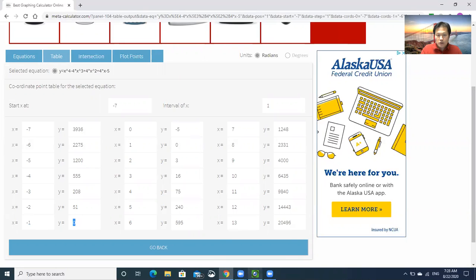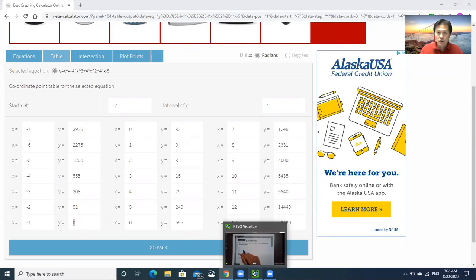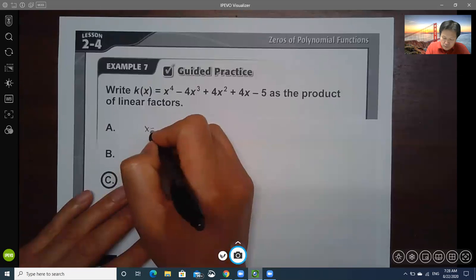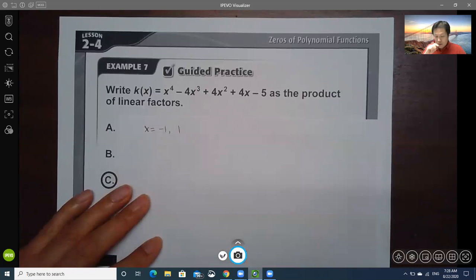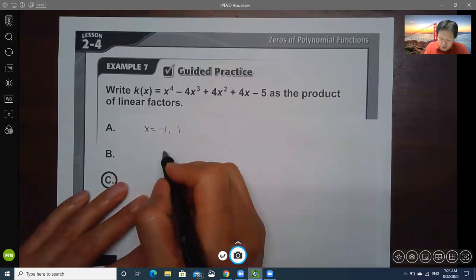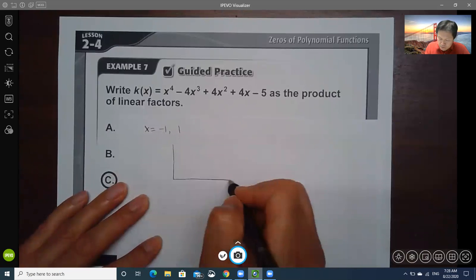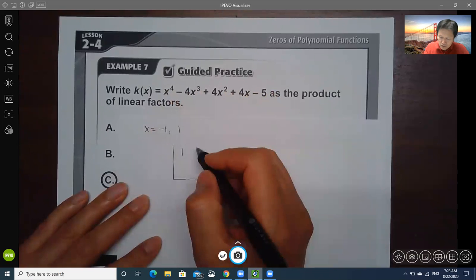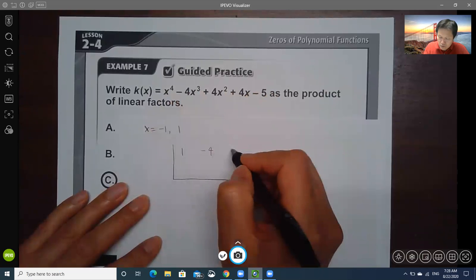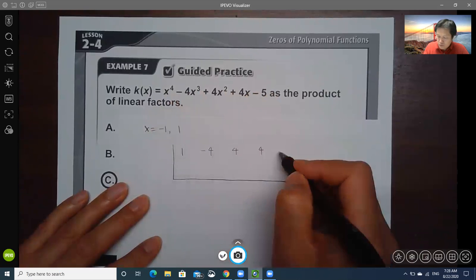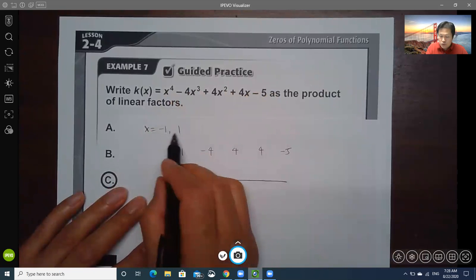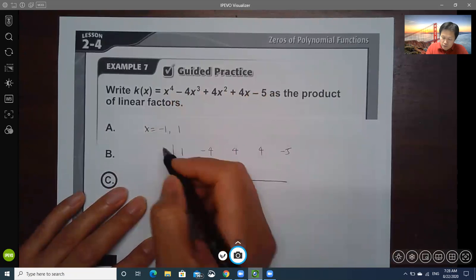So by looking at the graph using a calculator, you got two nice integer zeros, which are x equal to minus 1 and x equal to 1. Then I'm going to jump into the synthetic division. 4, 3, 2, 1, 0, so nothing is missing there. Minus 4, 4, 4, minus 5. It doesn't matter which one you start with. I'm going to start with 1.